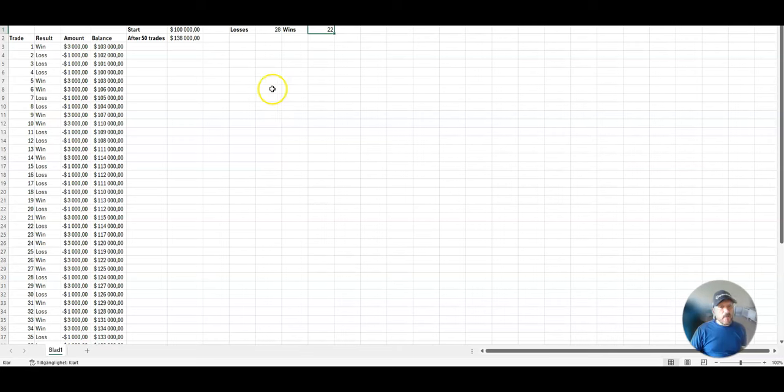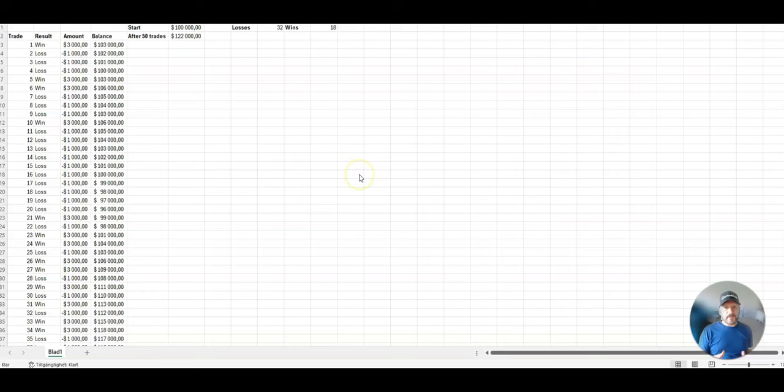And even if I have more losses than wins, you can see after 50 trades, I made a profit of $38,000. That's amazing. So this is what you need to think about when you are trading manually. With this strategy, we can even lose more trades than I showed you first. So I've made some changes here. In this case, we did 50 trades. We lose 32 of those 50 and only win 18 of them. Still, after 50 trades, we have a profit of $22,000. So this is what you need to do when you're trading manually.